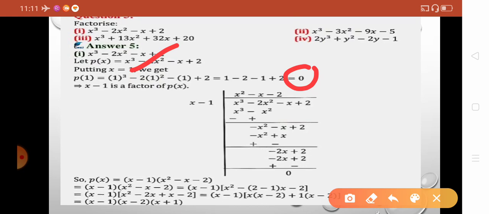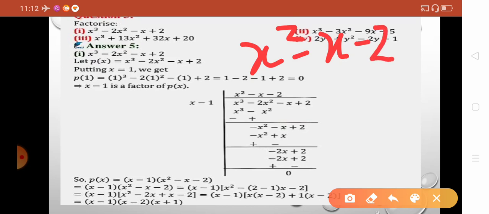Now the next step is you will divide the given polynomial by x minus 1. From there you will get the quotient equal to x square minus x minus 2. So we will get x square minus x minus 2. Now we will split this x square minus x minus 2 using the splitting the middle term method. One factor we have come out with is x minus 1. The other two factors we will find out from this x square minus x minus 2.